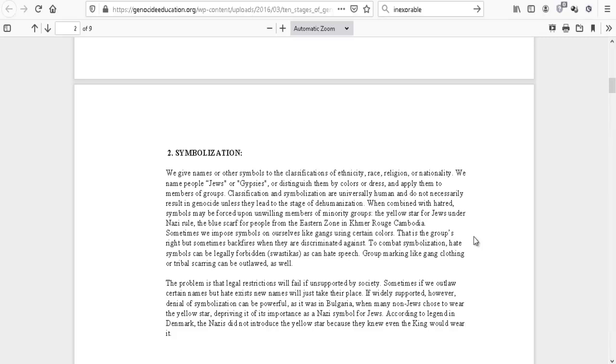The problem is that legal restrictions will fail if unsupported by society. Sometimes we outlaw certain names, but if hate exists, new names will just take their place. It works when widely supported. However, denial of symbolization can be powerful, as it was in Bulgaria when many non-Jews chose to wear the yellow star, depriving it of its importance as a Nazi symbol for Jews. According to legend, in Denmark, that's my homeland, the Nazis did not introduce the yellow star because they knew even the king would wear it.